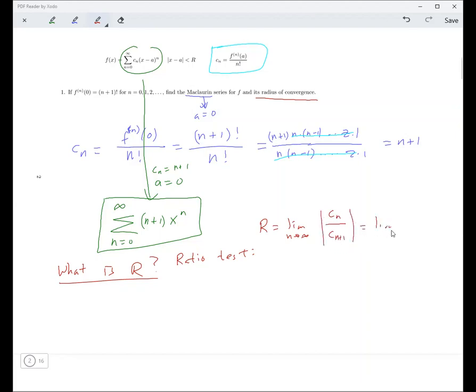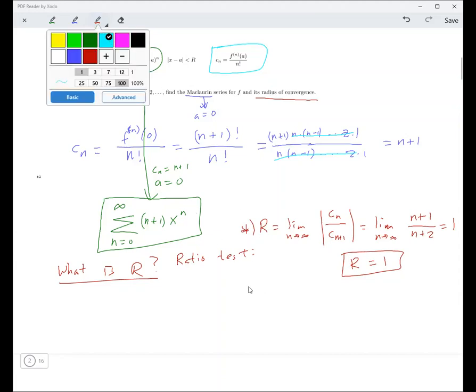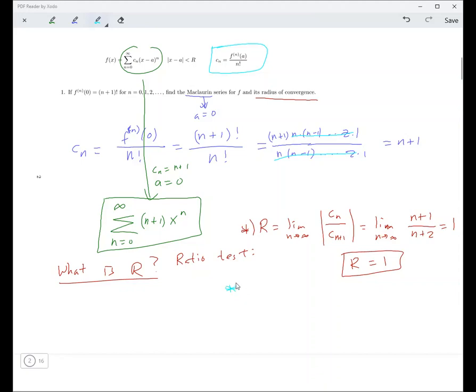So that's the limit as n goes to infinity of, and then Cn is n plus 1, and Cn plus 1 is going to be n plus 1 plus 1, so that's n plus 2. And that's going to go to 1, so the radius is going to be 1. Okay, that's one way to do it. Another way to do it would be to argue this way.